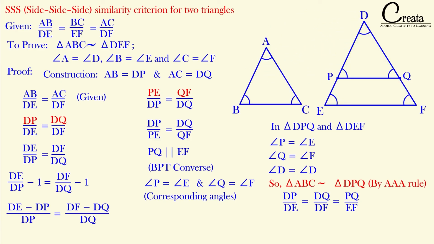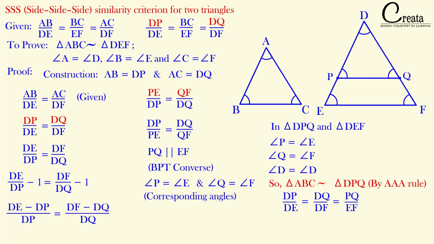Let's move further. Here in this theorem, it is given that AB upon DE is equal to BC upon EF is equal to AC upon DF. Here, can we replace AB with DP? The first thing we have assumed at the starting of the theorem, that is by construction, and AC with DQ. So we got this equation.